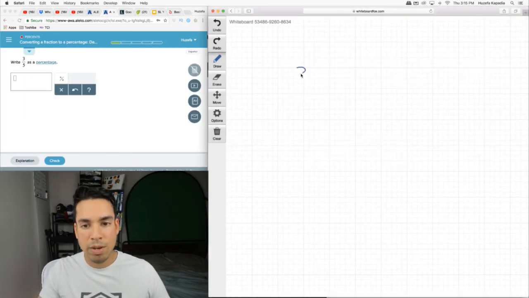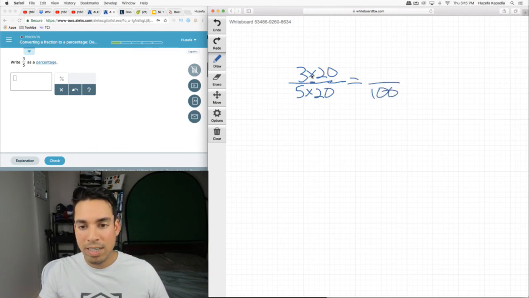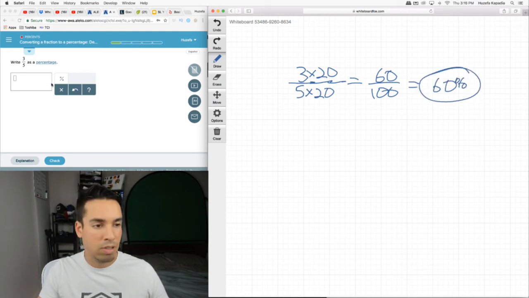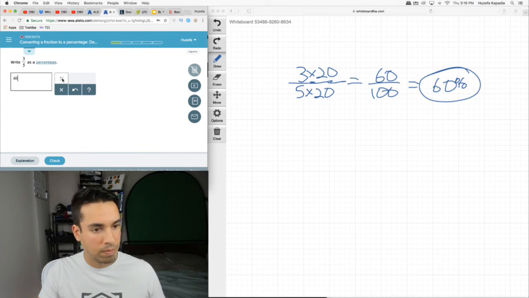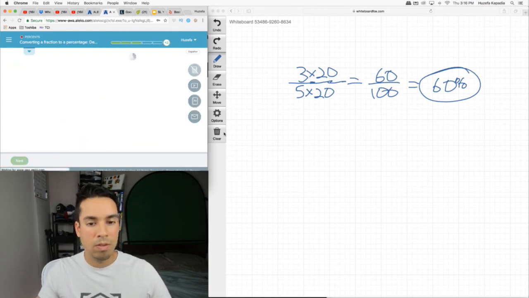Next one, we got 3 out of 5. Same deal. If we get the denominator to 100, we're good to go. 5 times what is 100? 5 times 20. So we multiply the top by 20 as well, and we get 100 in the bottom. We get 3 times 20 is 60 on top, which is the same as 60%. Cool.